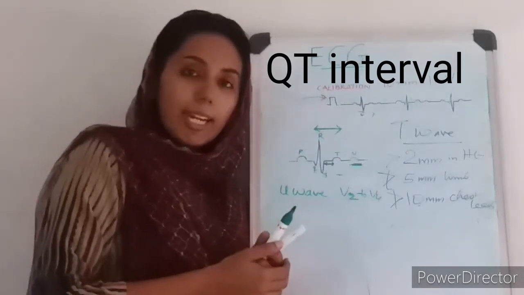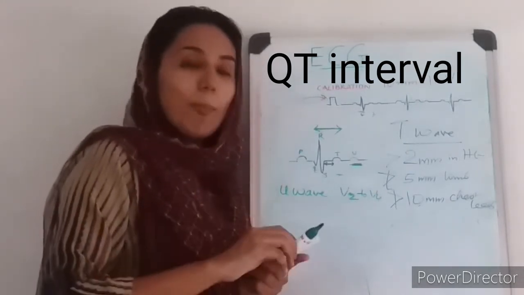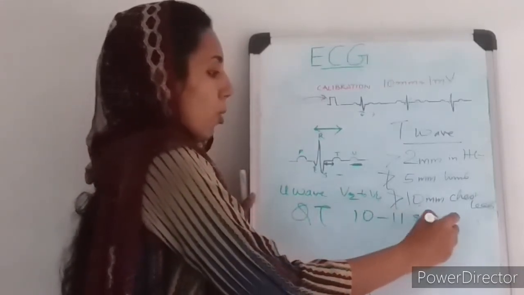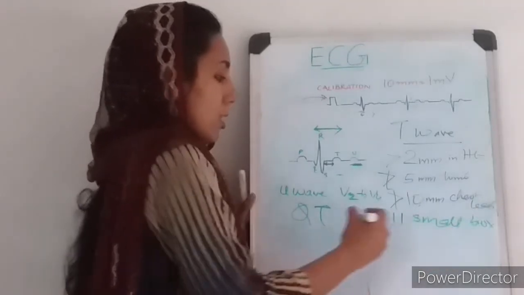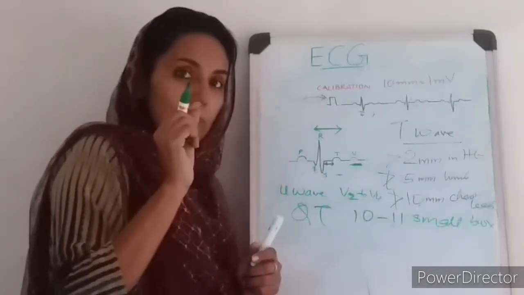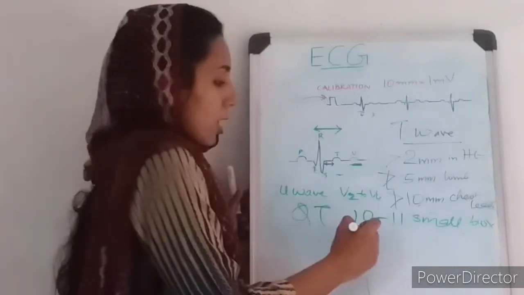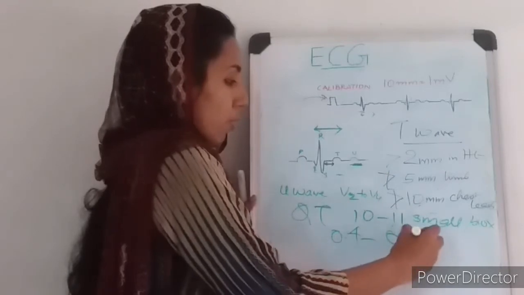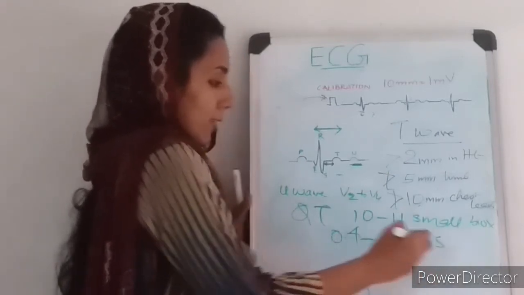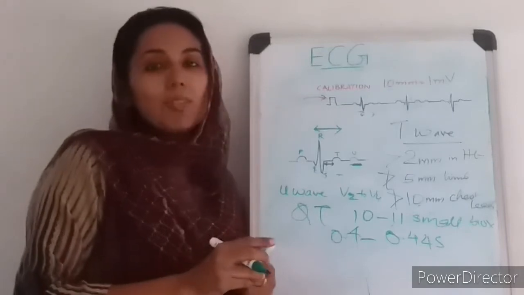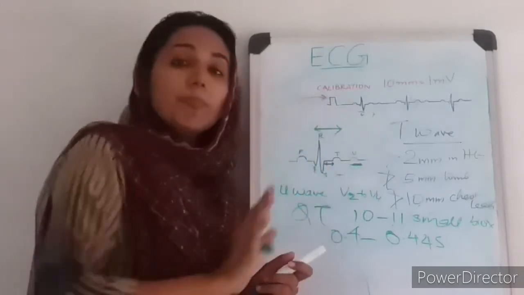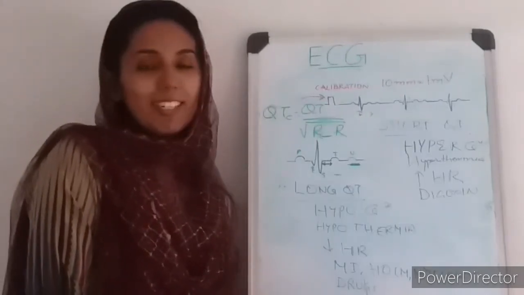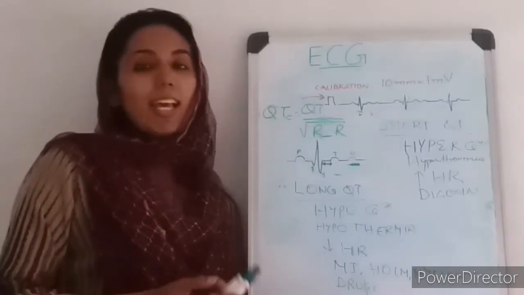So there are certain conditions where we get a prolonged QT. So how much is the normal QT interval? Normal QT, just remember it is around 10 to 11 small boxes. 10 to 11 small boxes means 10 into 0.04. One small box is 0.04 seconds. So if you actually calculate, it is 0.4 to 0.44 seconds. So it is around 10 to 11 small boxes. So that is actually a normal QT interval. The QT interval varies with heart rate. It decreases as the heart rate increases and the other way around.